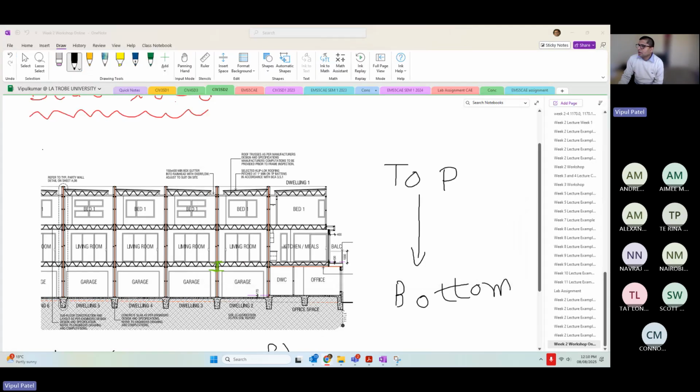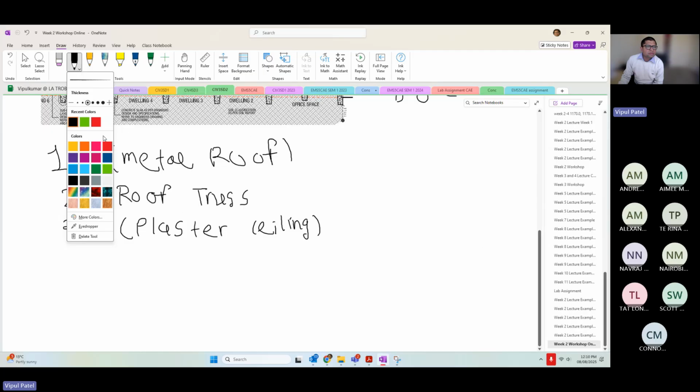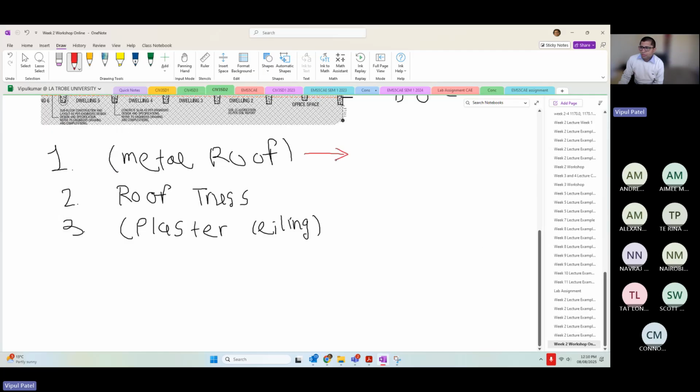Now let me break all three down into components. The dead load from the roof sheet typically comes from our standards, or some manufacturing suppliers also provide that weight. So the roof sheet will probably have 0.06 kilonewton per meter square, right?